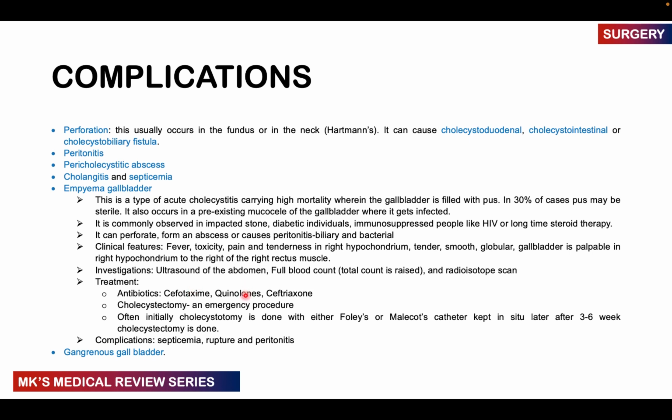You may also add quinolones, ceftriaxone, and perform an emergency cholecystostomy. Often initially the cholecystostomy is done either with the Foley's or the Malecot's catheter that's kept in situ for about 3 to 6 weeks. Then afterwards you perform a cholecystectomy. Complications include septicemia, rupture, and even peritonitis.